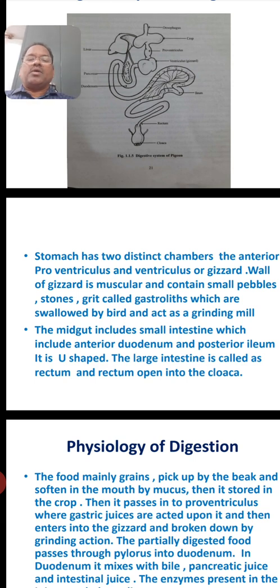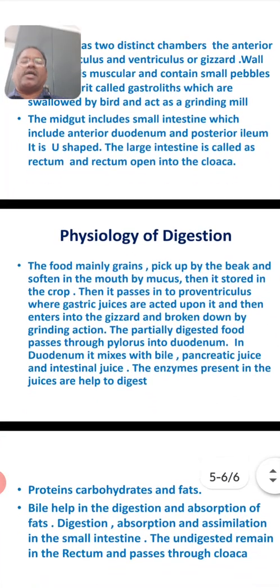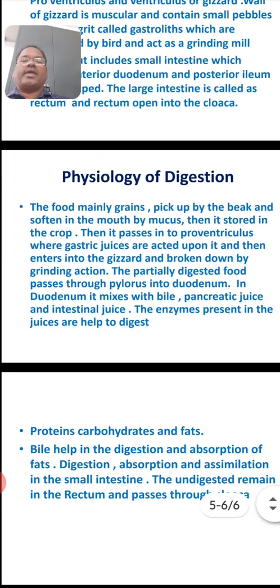and the young ones are fed by this pigeon's milk. Then there are two parts of the intestine. One is the small intestine, another is the large intestine. In the small intestine, the anterior part is called the duodenum, and the posterior part is called the ileum, and the large intestine is called the rectum, and the rectum opens into the cloaca. So the cloaca is the last part of the alimentary canal of the pigeon. Now the last part, that is the physiology of the digestion of food in the pigeon.